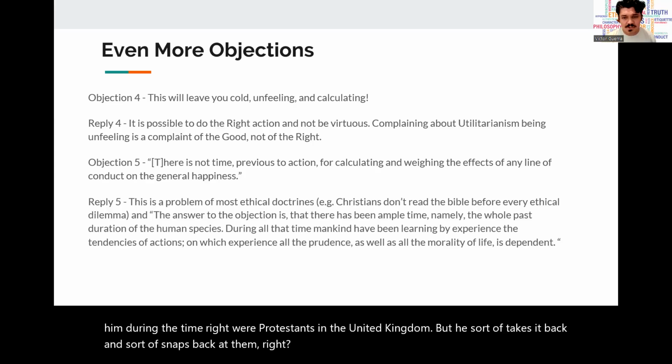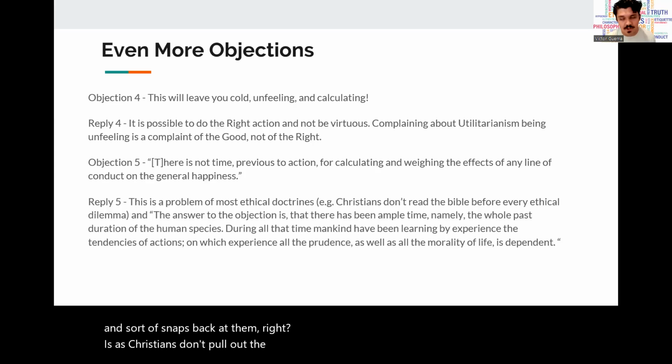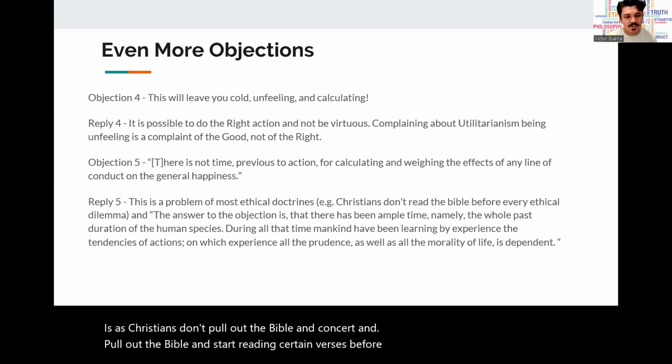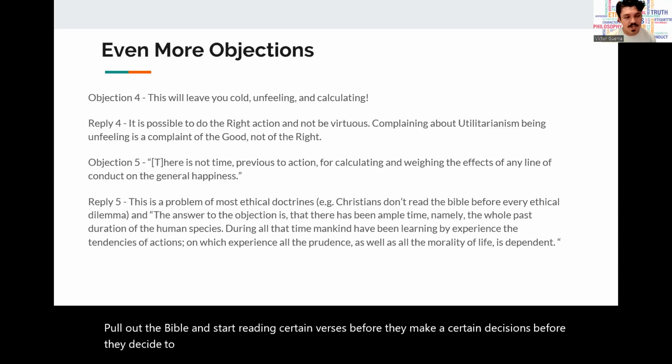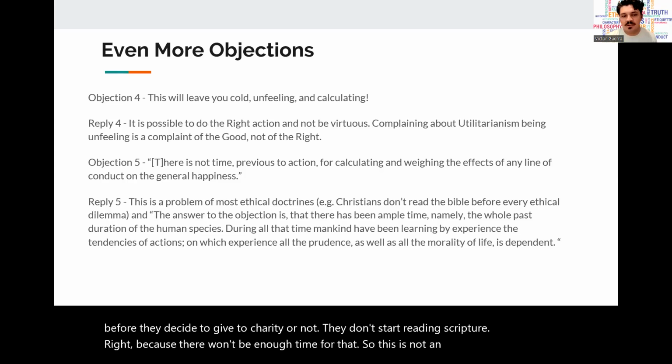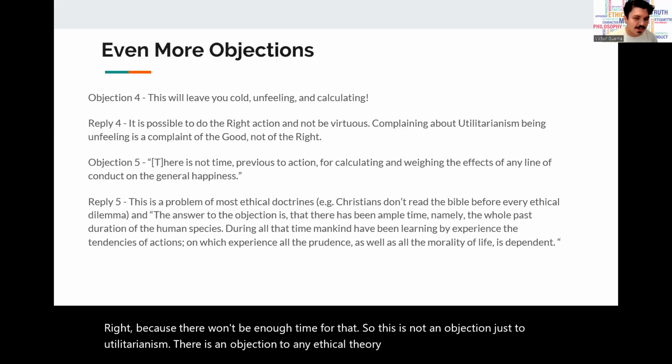He says, Christians don't pull out the Bible and start reading certain verses before they make certain decisions, before they decide to give to charity or not. They don't start reading scripture, right? Because there wouldn't be enough time for that. So this is not an objection just to utilitarianism. It's an objection to any ethical theory, including Christianity. So that's the first thing he says.